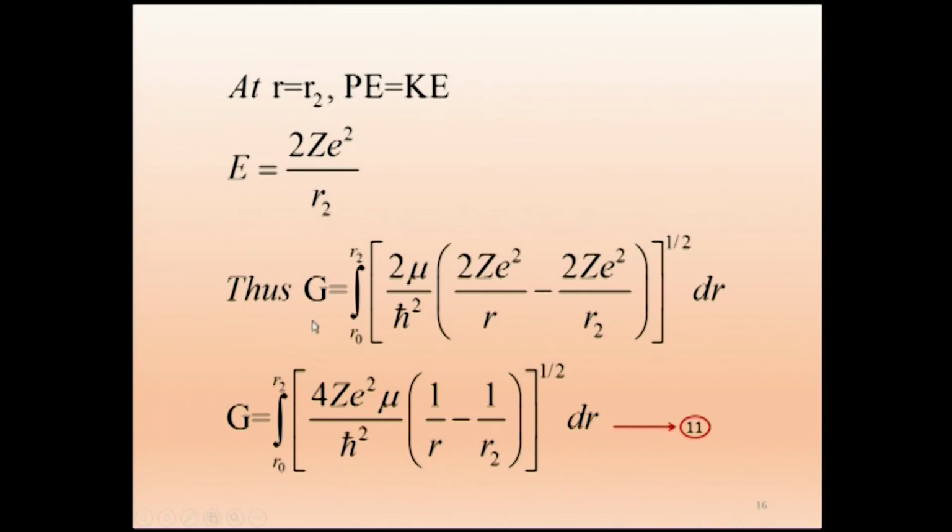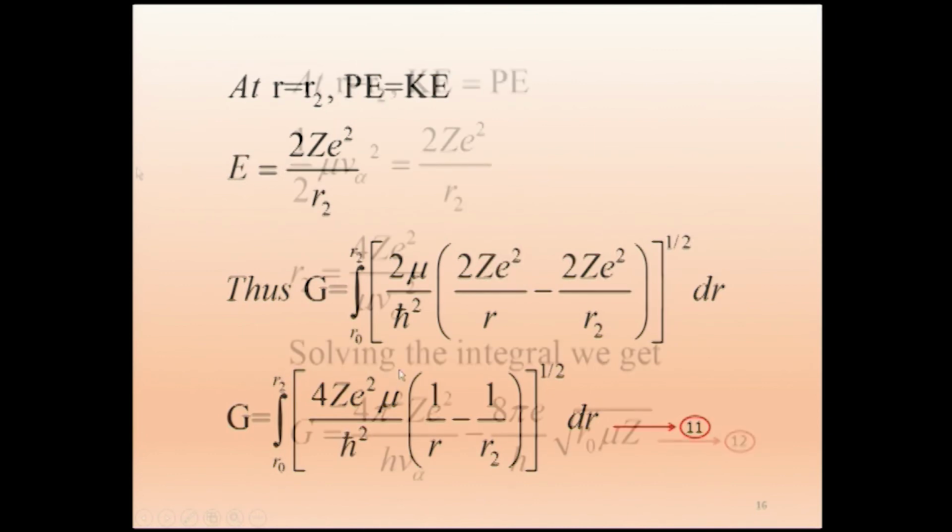Therefore, I will be getting G is equal to R0 to R2 2 mu by H cross squared. So this is the potential at the end point, where kinetic energy is equal to potential energy. If you refer to the diagram, we have been repeatedly telling this. Now, this constant can be taken outside. I will be writing 2 Z squared by mu by h cross squared, so I will be getting 1 by r minus 1 by r2, square root. Only this integral has to be solved. These are all constants which can be removed. So we will go to the next part.